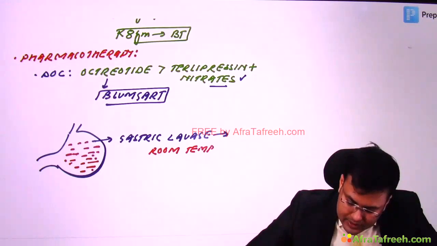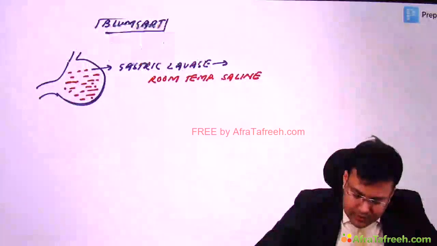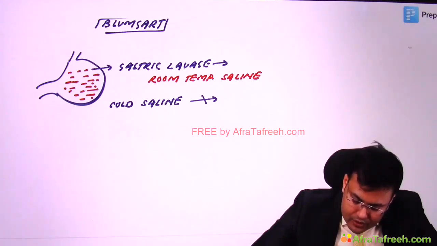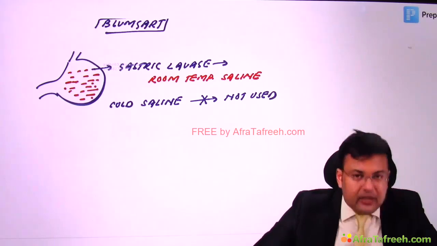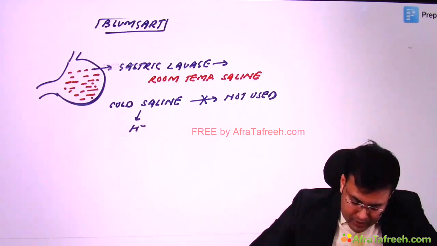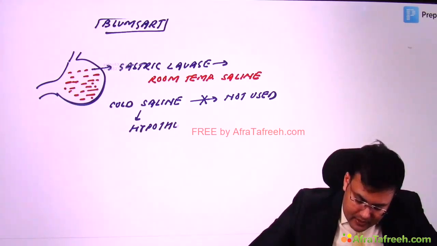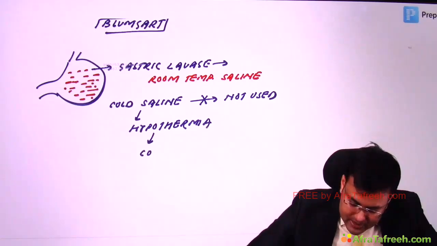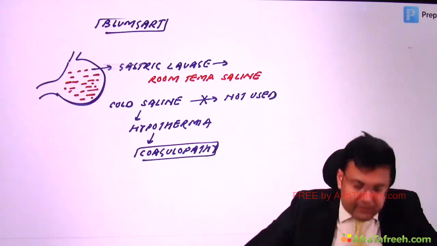Room temperature saline. Cold saline should not be used. Why cold saline? Cold saline should not be used because it leads to hypothermia, and hypothermia causes reversible platelet dysfunction, so it can cause coagulopathy, which can further increase the risk of bleeding.